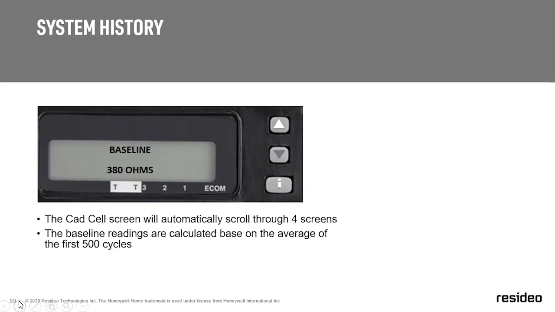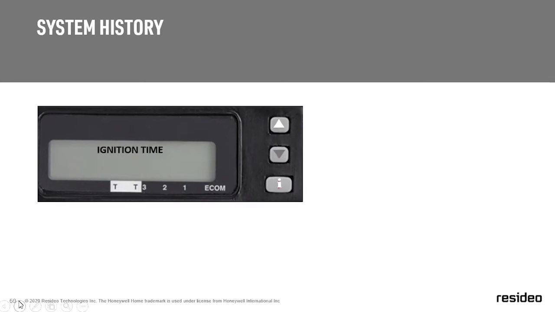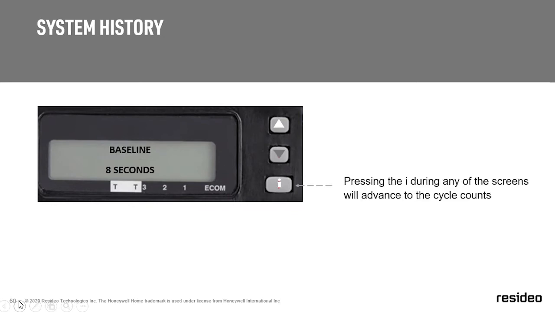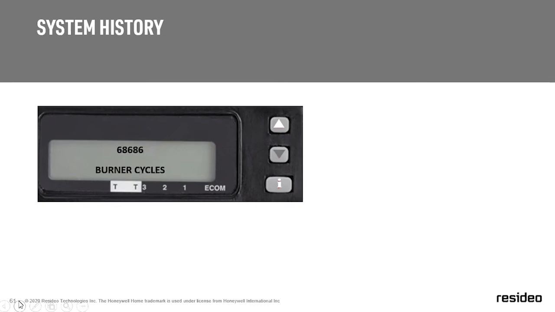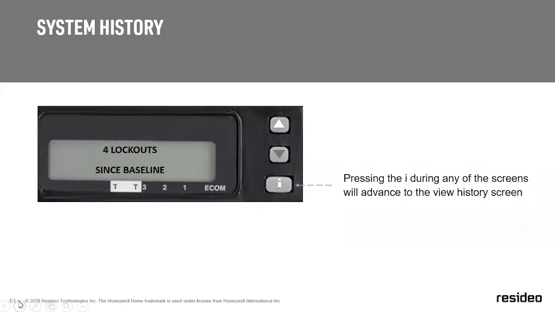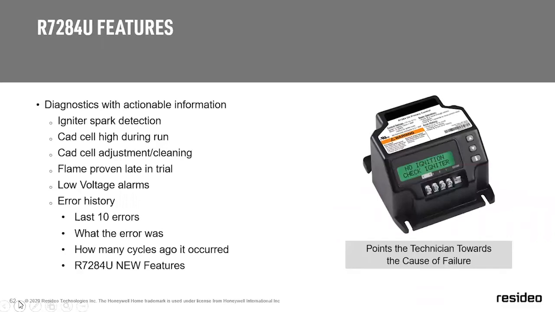Last cycle, baseline, ignition timing, 12 seconds. Baseline is 8 seconds. Burner cycle. So the total burner cycles is also calculated in there. And it'll go through since the last baseline and 4 lockouts since the last baseline.